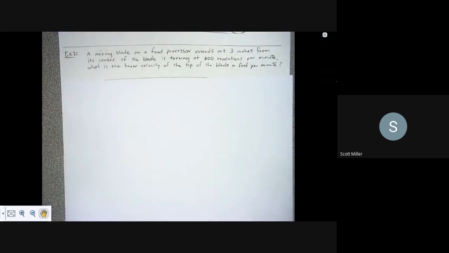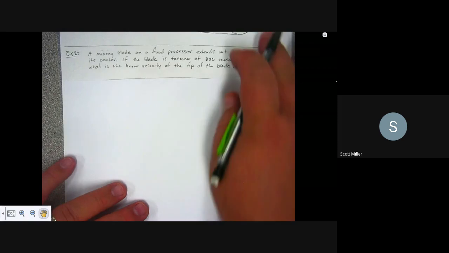In this one, we have a mixing blade on a food processor. Think of a blender. It extends out 3 inches from its center. If the blade is turning at 600 revolutions per minute, what is the linear velocity of the tip of the blade in feet per minute?